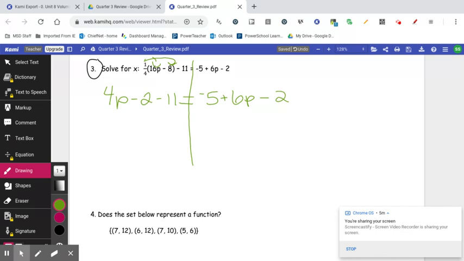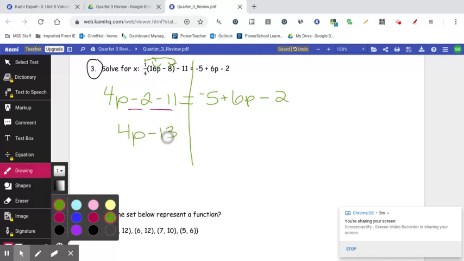Okay, from here we can't distribute anymore, so we're going to combine our like terms. On the left side, our like terms are negative 2 and negative 11. So we have 4p minus 13. And on the right side, our like terms are negative 5 and negative 2, which leave us with 6p minus 7.